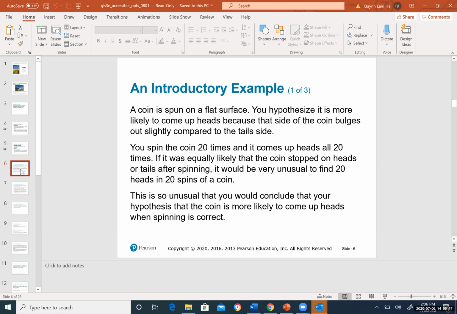So here the story gives you an overall overview, talking about how you can see the claim. The claim right here looks like they're talking about 20 heads in 20 spins of the coin, right? But some people believe it, some people do not believe it. So that is the alternative hypothesis.